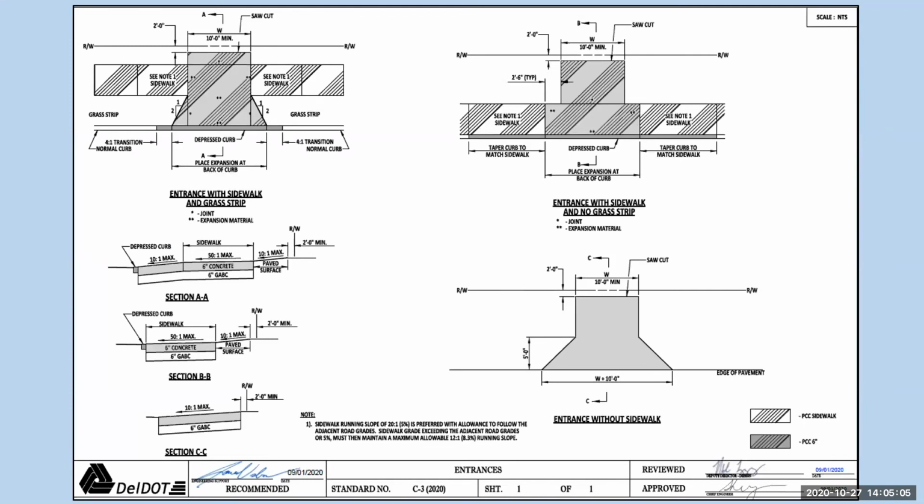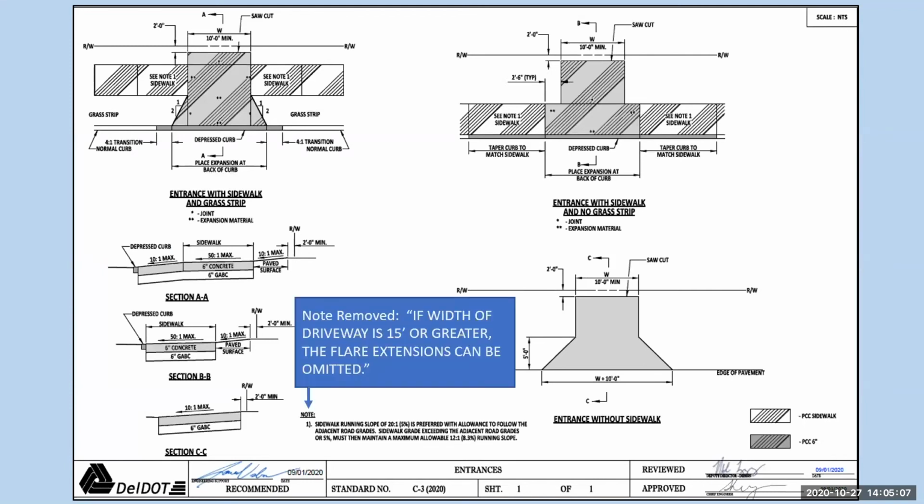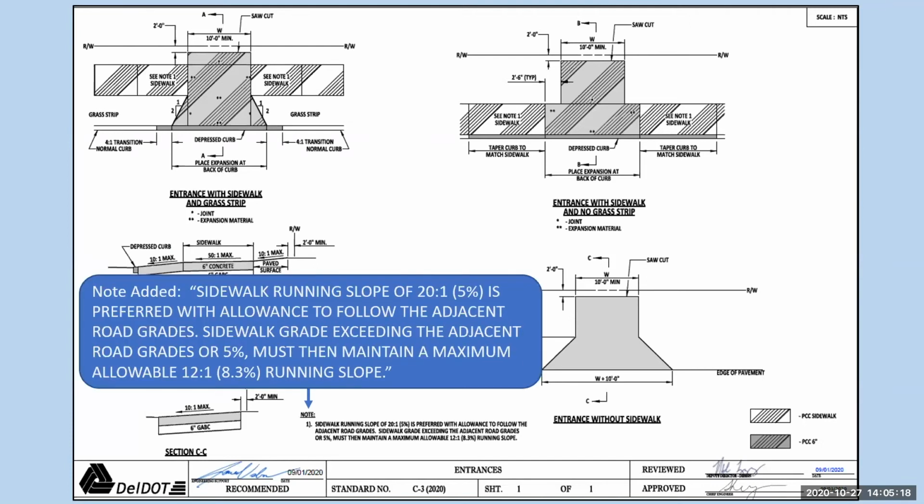For entrances on the C3, a few things here. If the width of the driveway is 15 feet or greater, the flare extensions can be omitted. That was there before that note was removed. And a note was added about the sidewalk running slope of 5% is preferred with allowance to follow the adjacent road grades. Sidewalk grade exceeding the adjacent road grades of 5% must then maintain a maximum of 12 to 1 or 8.3% running slope.